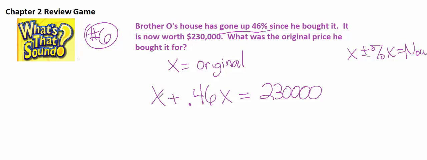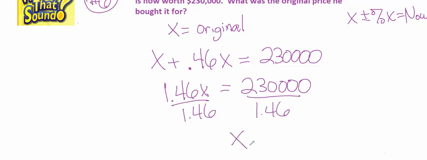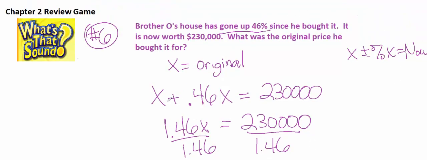Okay, let's add the x's together. X plus 0.46x. You could put a 1 here if you wanted to. That's going to be 1.46x because it's 1 x-ray plus 0.46 x-rays. Good. Equals $230,000. My last step is going to be to solve for x by dividing by 1.46. We divide both sides by 1.46. And we find out that Brother O bought his house for about $157,534. And that's the answer. Woohoo! Nice work. Now, if the value had gone down, we would use a minus sign instead of a plus sign. Don't forget that.